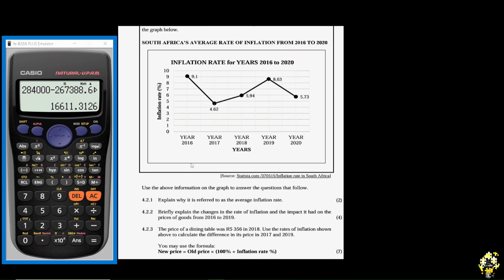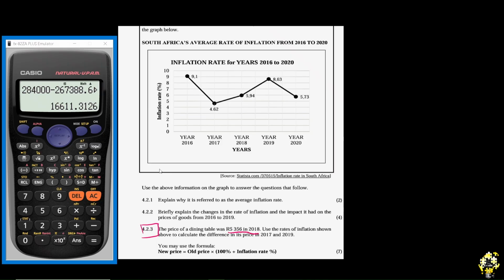So here on the last one, they say briefly explain the changes in the rate of inflation, explain why it is referred to as such. They are looking for English there. And as you can tell, I am a lot of things, but I am definitely not an English teacher. So you can struggle with your English. Us, we struggle with numbers and calculations, not with English.